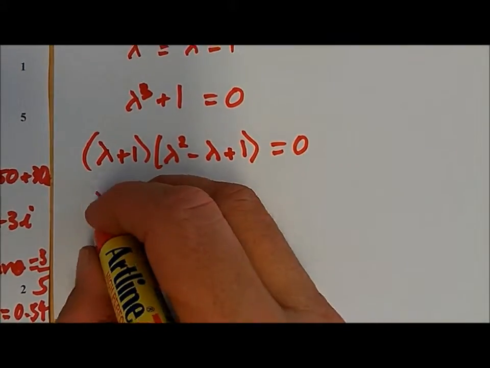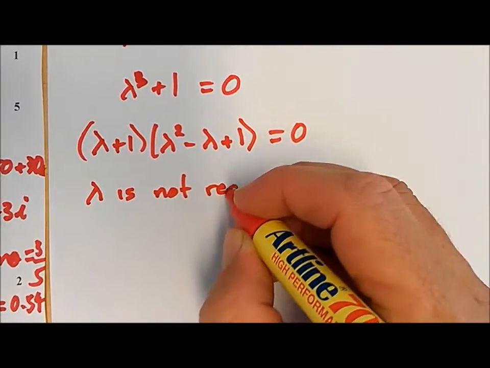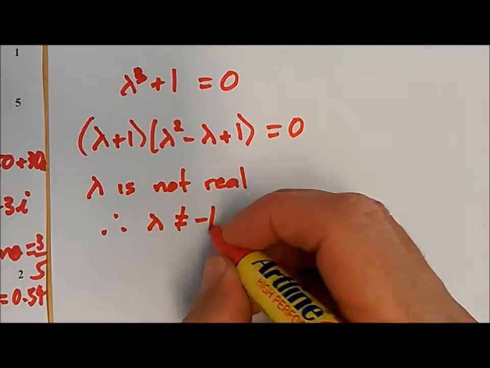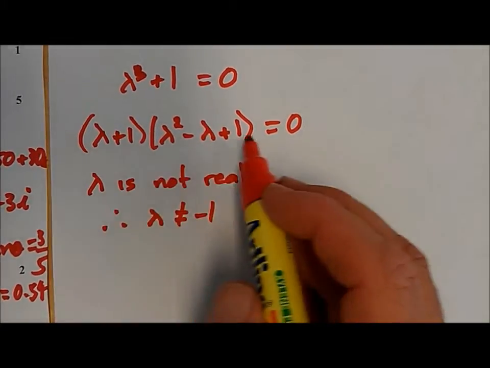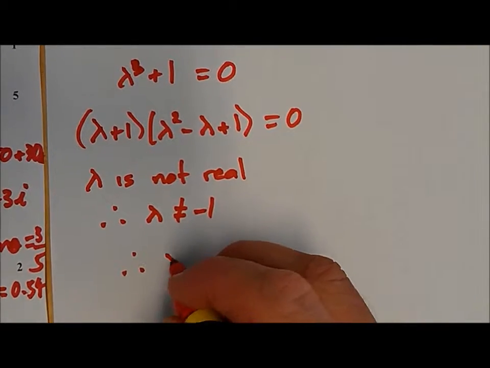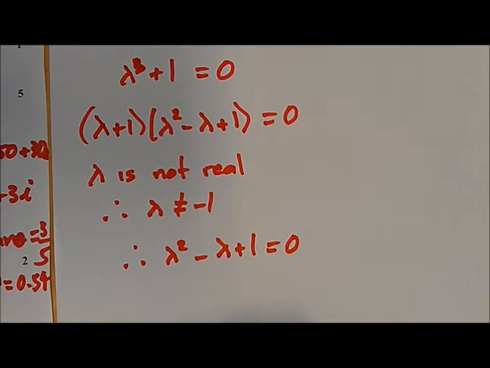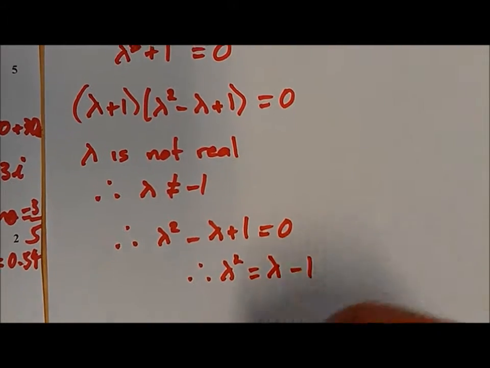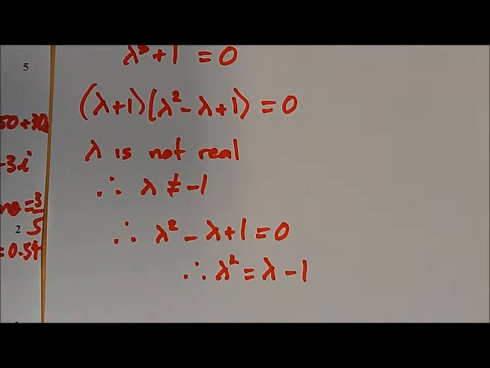Now, lambda is not real. So therefore, lambda does not equal -1. So lambda is not the root of this factor, lambda is the root of this one. So therefore, lambda squared minus lambda plus 1 must equal 0. So therefore, lambda squared is equal to lambda minus 1. So that's quite a neat little application there.